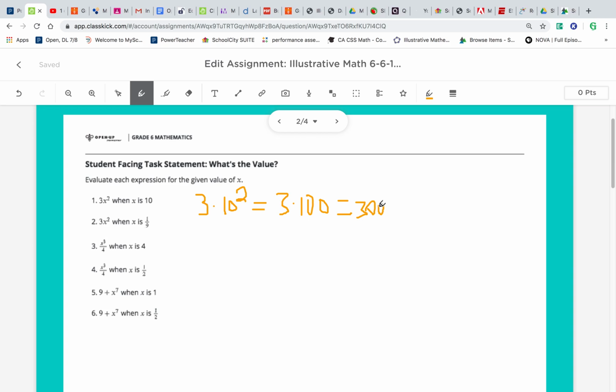All right. For number 2, I'm going to just go ahead and erase these here so we have plenty of space. Number 2, it says 3 times x to the second power again, but now x is 1/9. Ooh. So we have to be careful with this. We have to go ahead and use exactly what they show us here. So it's 3 times 1/9 to the second power. That means it's going to be 3 times 1/9 times 1/9.